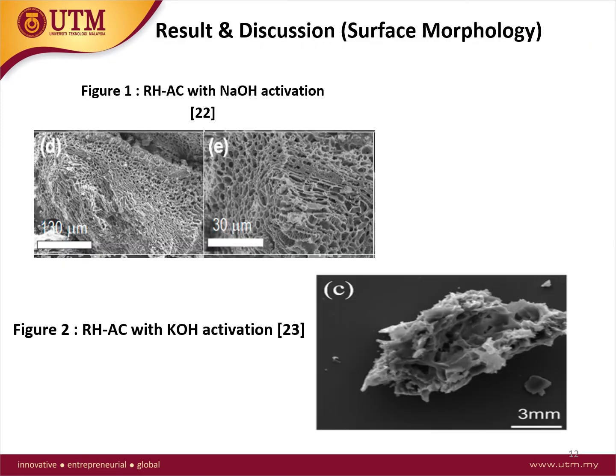In this slide, the figure shows the surface morphology of rice husk activated carbon. Rice husk activated carbon with sodium hydroxide activation shows a honeycomb-like micropore structure. This shows that using sodium hydroxide as the activating agent gives a well-structured activated carbon. Sodium hydroxide erodes the carbon surface to form pores during the activation process.